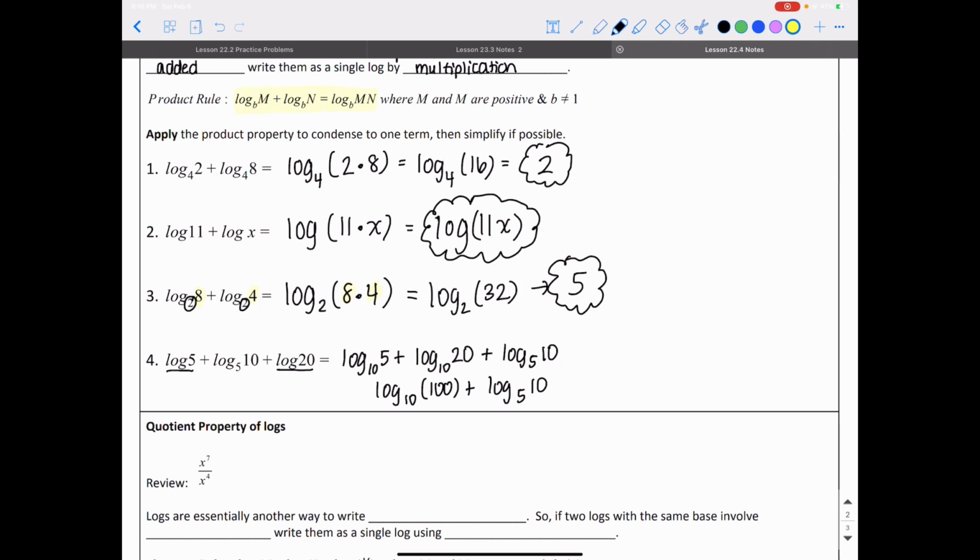I can't simplify log base 5 of 10. It's not easy for me to do. It's going to be a non-repeating decimal. But I can simplify log base 10 of 100. 10 to what power gives me 100? That's 2, the 2nd power, so I have 2 plus log base 5 of 10 is my answer in simplest form.